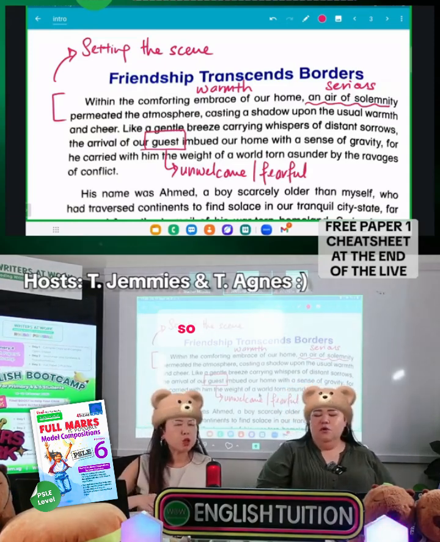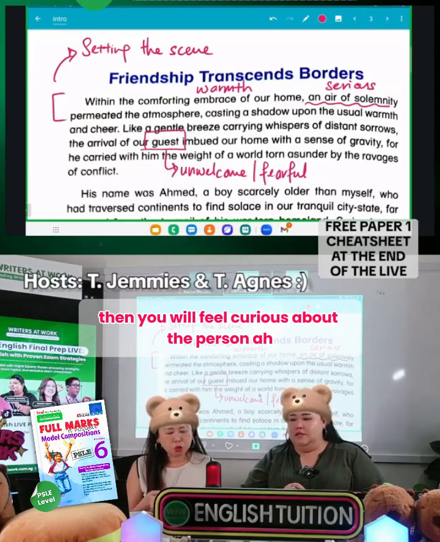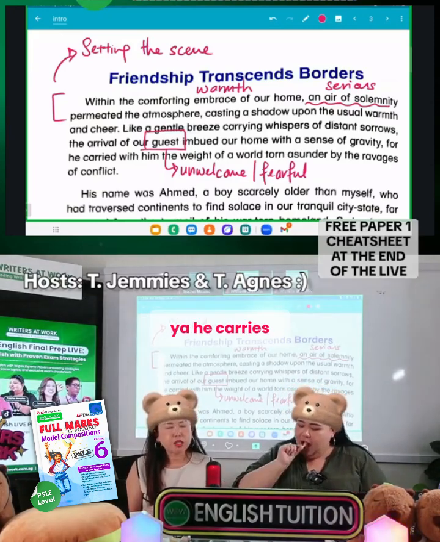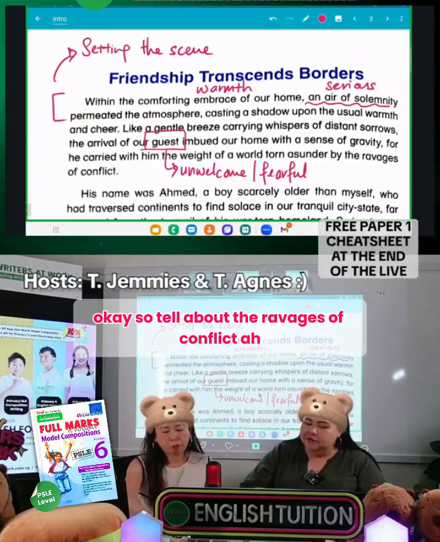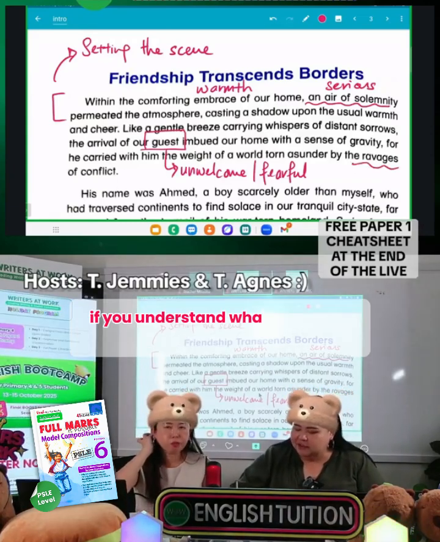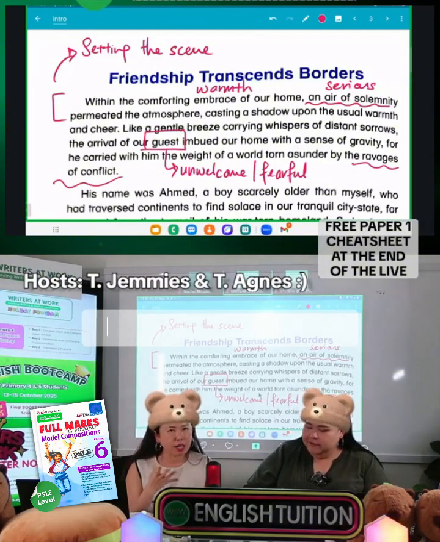So actually I would say the guest has a lot of stories here. Then you will feel curious about the person, right? He carries with him a weight. So talk about the ravages of conflict. If you understand, what's ravages of conflict? He has a lot of scars. He has a lot of scars within him.